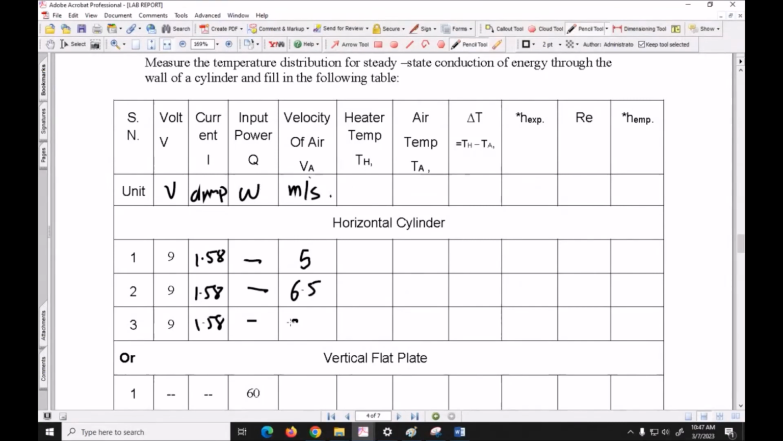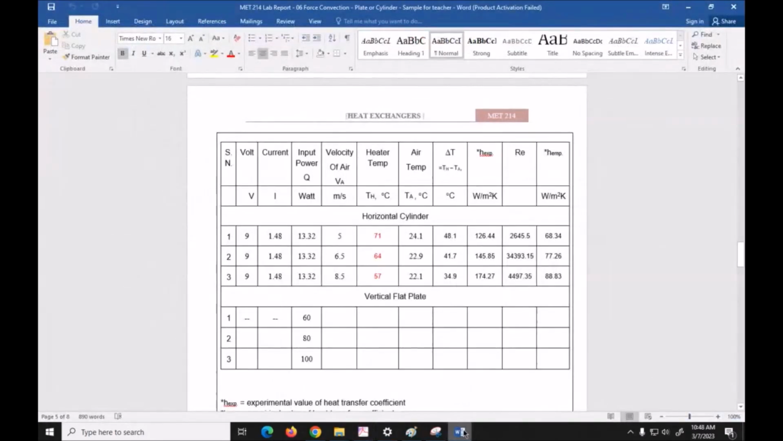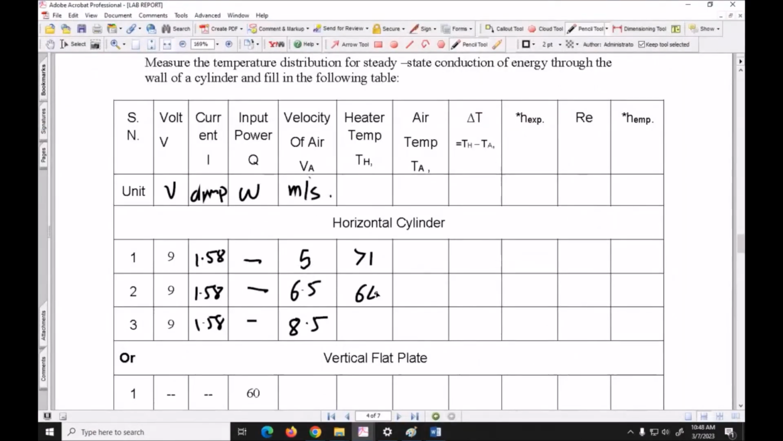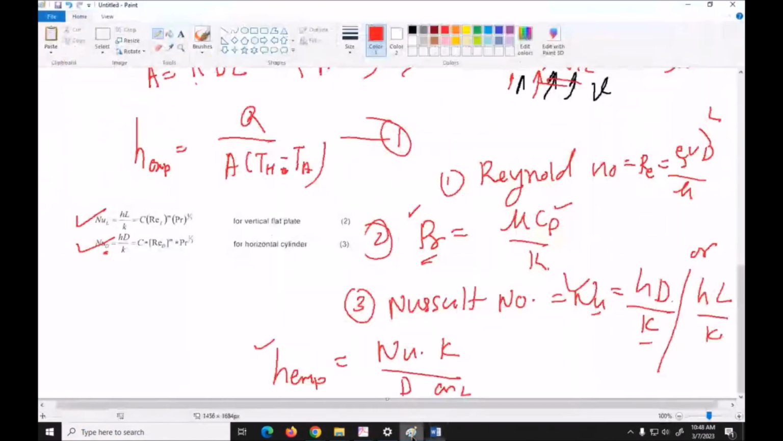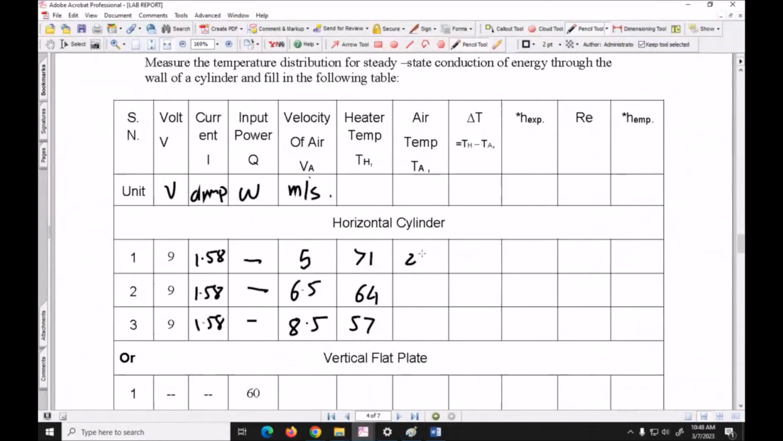First 5.5 and 8.5 meter per second. So we'll keep this velocity and we'll record 71, 64, and 57. And the outside temperature is 24.1, 22.9, 22.1. Yes, now we can calculate the delta T and whatever all the calculations we will do here, and we will write. So we'll do the sample calculation.